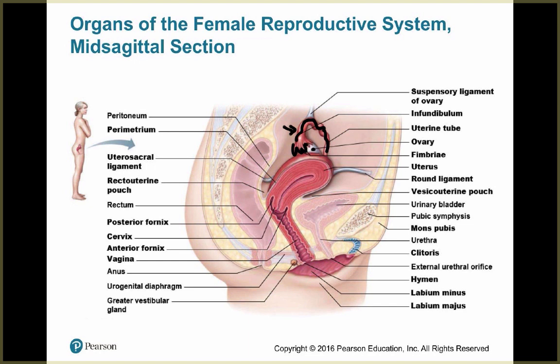And so then you can see down here the uterus, and you can see it being basically supported here. You can see the round ligament. Over here, you can see the uterosacral ligament. You can see up here the suspensory ligament of the ovary.